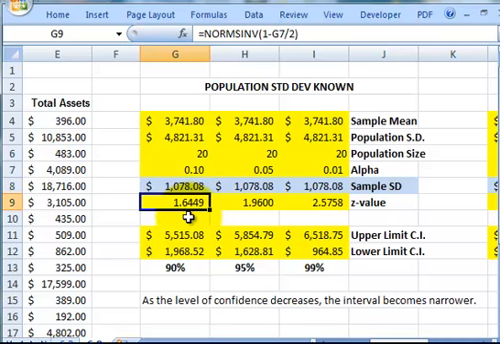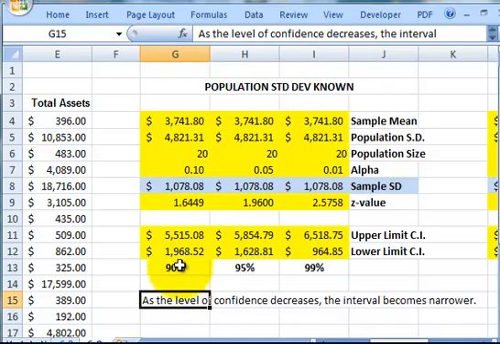Then I got our z-score by using NORM.S.INV, and we know our alpha, and we know this is a two-sided test. So I took the formula as 1 minus alpha divided by 2, because this is a two-sided, two-tail test.